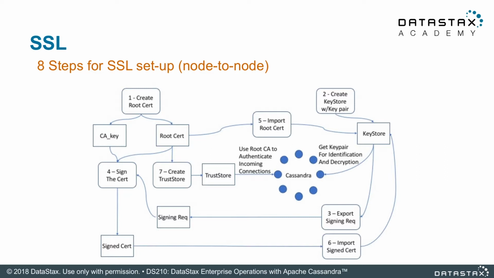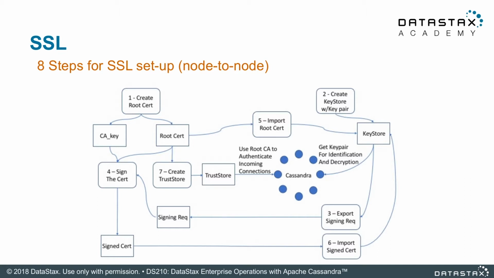Third, we need to get the node's certificate signed. So, still on the same machine that has the certificate authority, create a signing request for the node's certificates. Fourth, sign all the node's certificates using the root certificate authority key, still on the machine with the CA. Fifth, for each node, import the root CA into the keystore so that the node's signed certificates can be imported into each node's keystore.